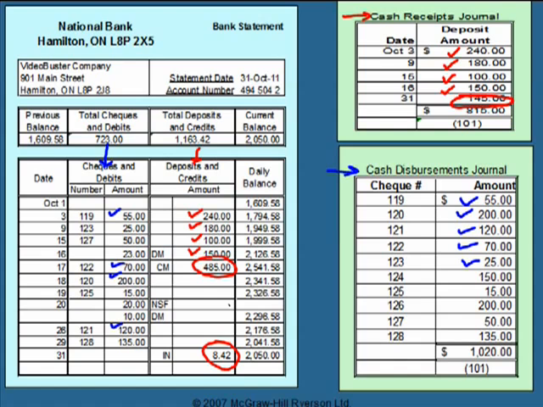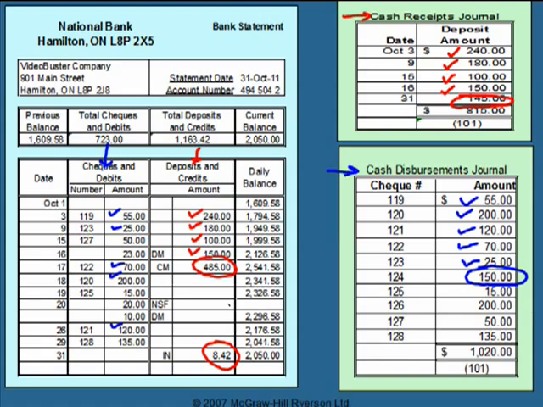Check number 123 for $25 is in both places, so I'm going to put a check mark by them both. Check number 124 for $150 is not on the bank statement, so I'm going to circle it. This is an example of an outstanding check. So it's a check that's recorded in our accounting records but hasn't cleared the bank yet.